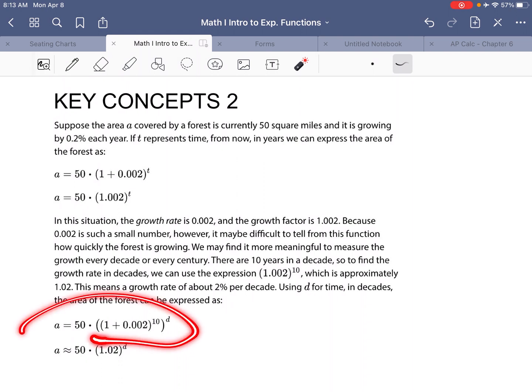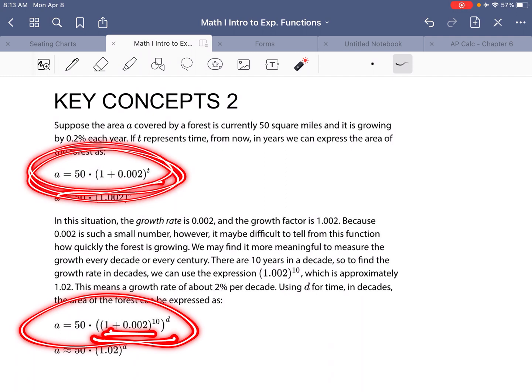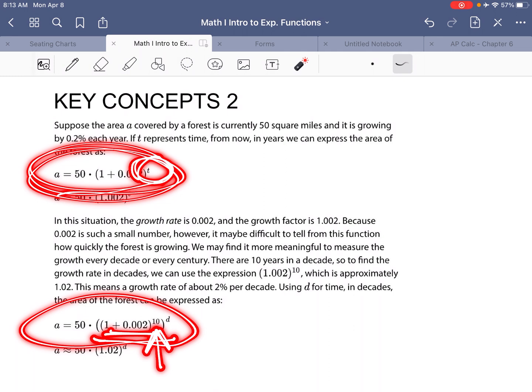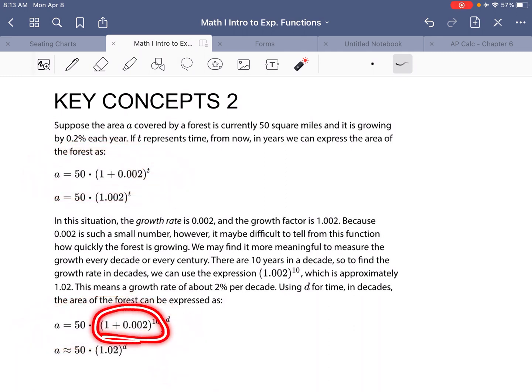So we could write it out like this, where we have the exact same thing that we had here, where t is in years, but we're starting off with a decade. So we're going to make it to the 10th power. This to the 10th power comes out to that, and this is our growth factor per decade. This is what we have to multiply 50 by for each decade to find the amount of area covered by forest.